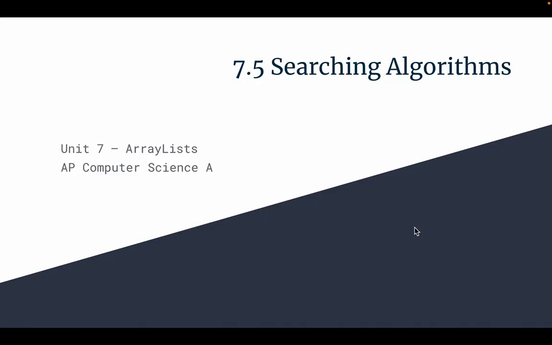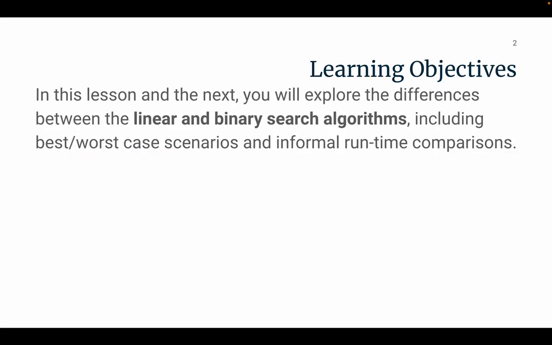Searching algorithms. If you did not take computer science principles, then definitely spend a little bit more time in this. This is talking about how a computer actually looks through and finds things that you tell it to, the targets. So we're going to look at linear and binary search algorithms, and we're going to look at the best and worst case scenarios and the time that it takes to find those.